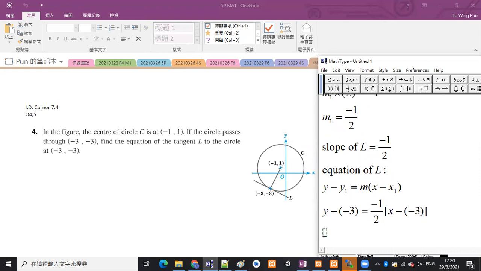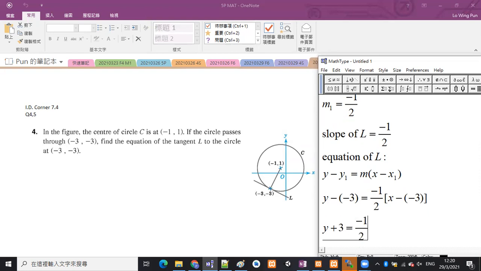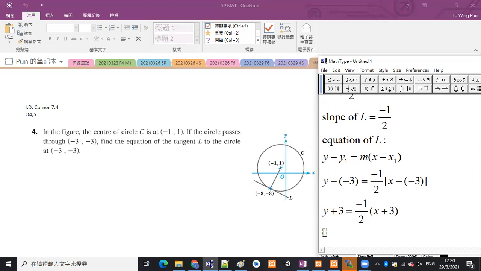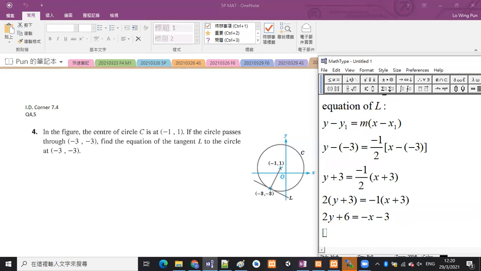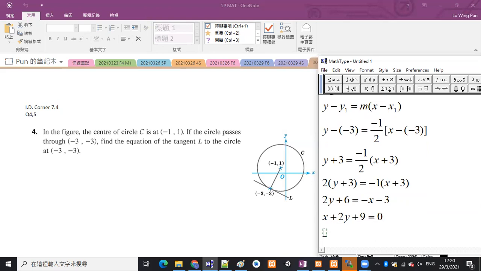Okay, and then simplify the double negative first. So it's y plus 3 equals -1/2 times x plus 3. Multiply the 2 to the left. 2 times y plus 3 equals -1 times x plus 3. Expanding brackets, 2y plus 6 equals -x minus 3. And then move all the terms to the side where x is positive, so that is to the left. Okay, x plus 2y plus 6 plus 3 becomes plus 9 equals 0. Okay, and that is the final answer.